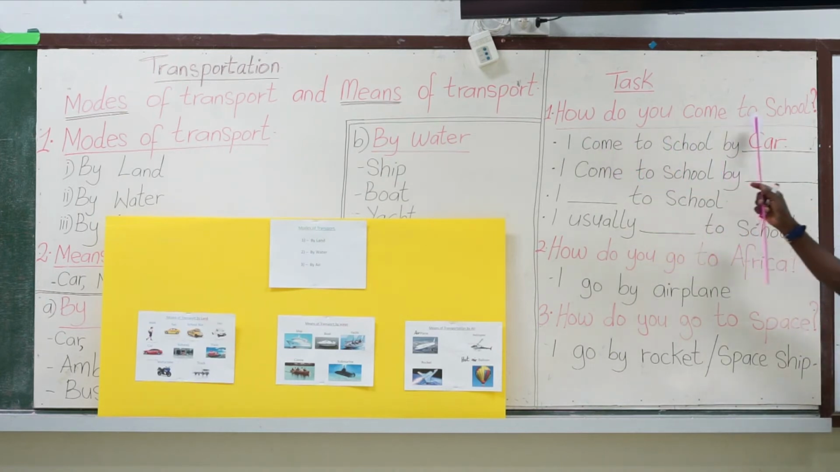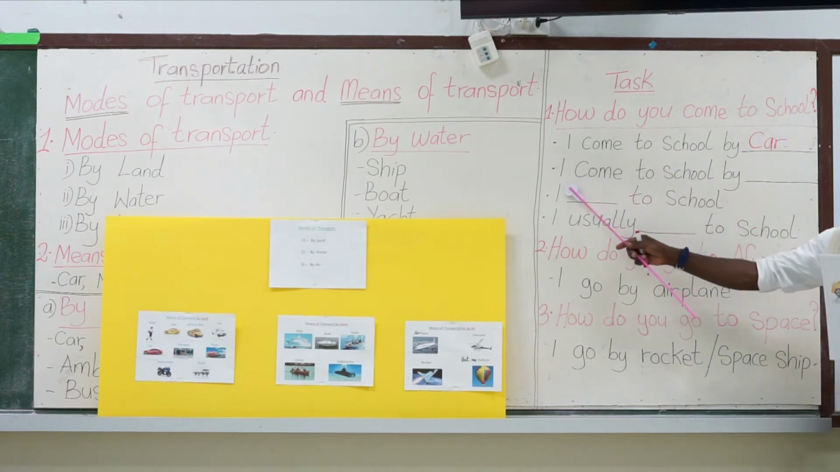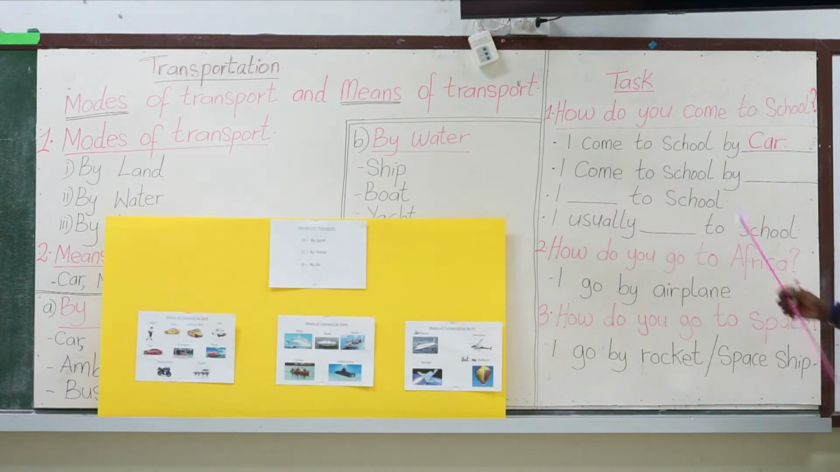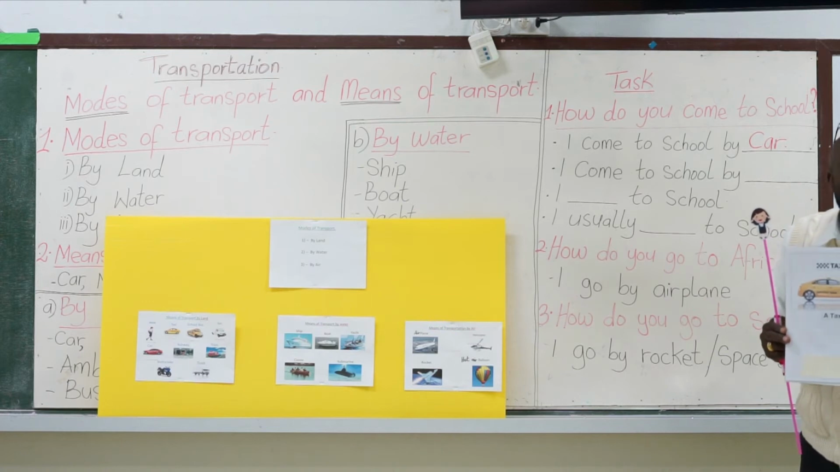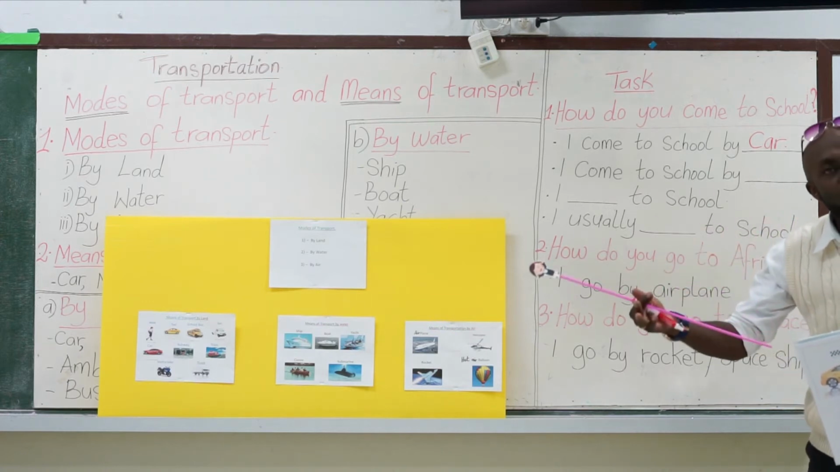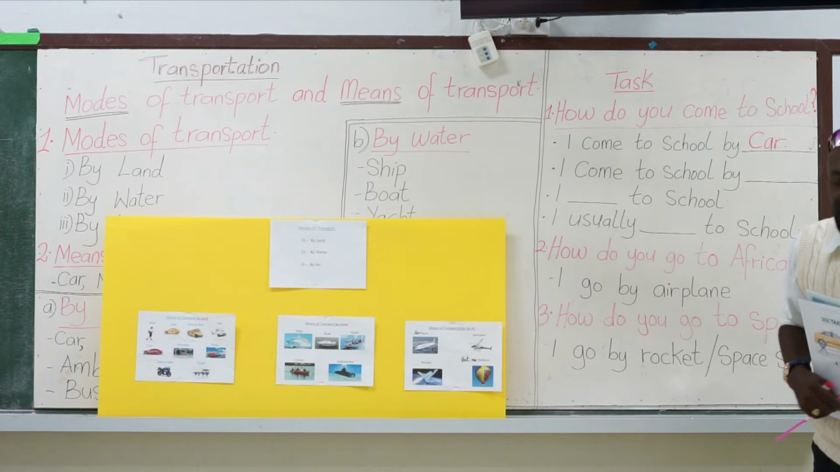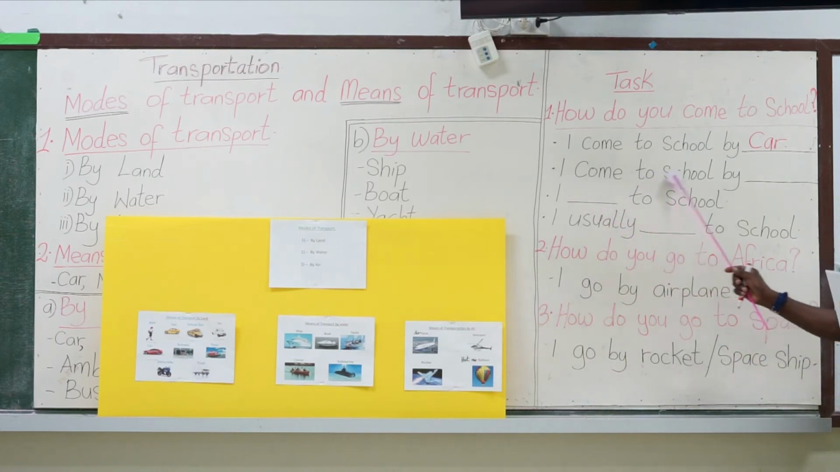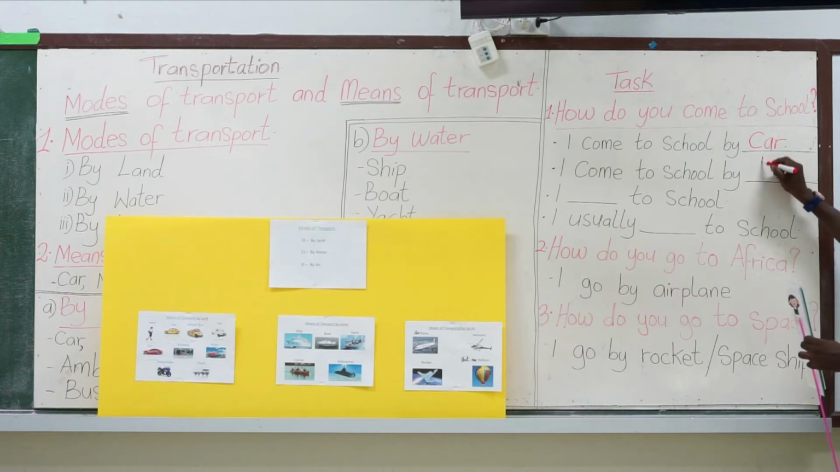How do you come to school? I come to school by taxi. So I come to school by taxi. So you write taxi. Good. Okay. Next.